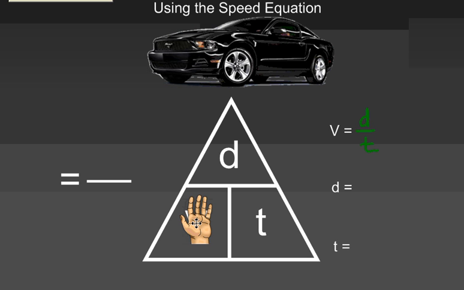If it's asking for the distance, we cover up the D. And when we cover up the D, we're left with V and T, and they're side by side. So that tells us we're going to multiply. Distance is velocity times time. And finally, if we're looking for the T, we're left with D over V. And so it's distance divided by velocity. So those are the three ways we can rearrange the equation based upon what the problem is asking us for.